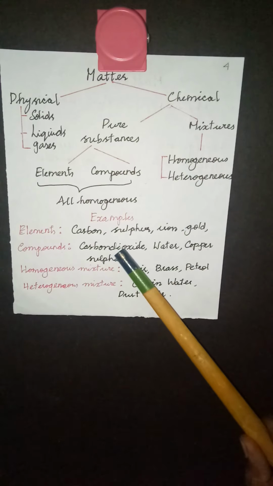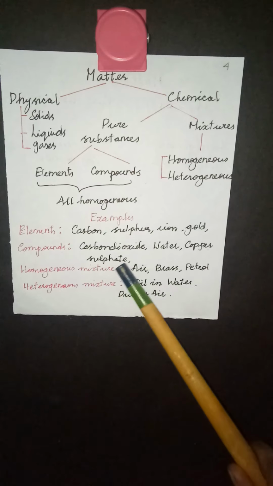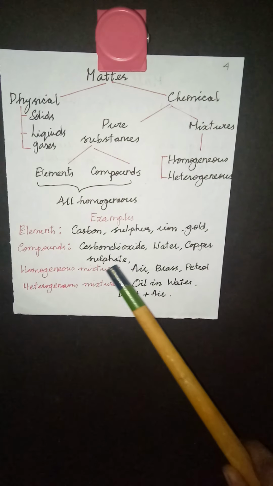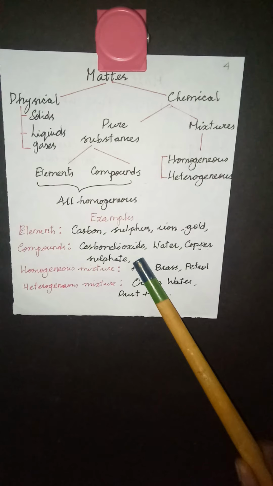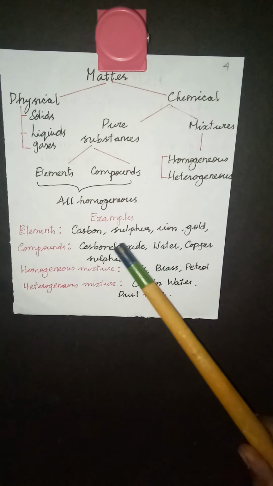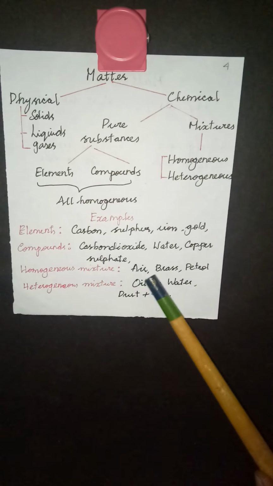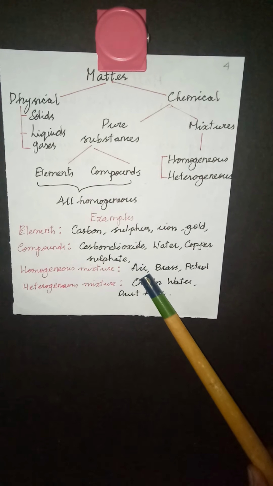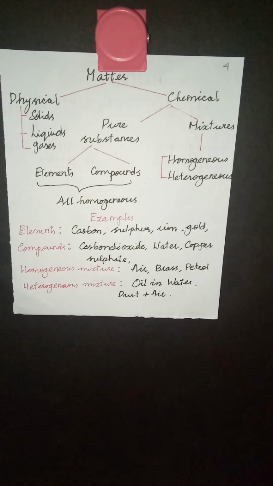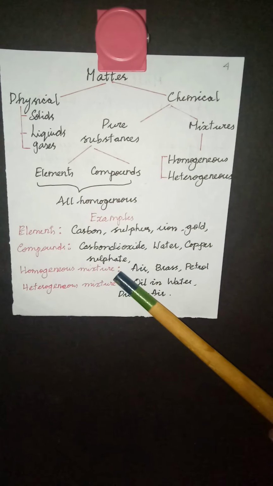See, I've told you the example of carbon dioxide, water. So now copper sulfate. So copper sulfate has atom of copper, atom of sulfur and atoms of oxygen. Same way carbon dioxide has atoms of carbon and atoms of oxygen. So these are examples of compounds. Now homogeneous mixture. Very simple. Air is a homogeneous mixture because air, you know, it has carbon dioxide, oxygen, it has traces of noble gases, but still you cannot see distinct layers. So they are all together. So it is homogeneous mixture.